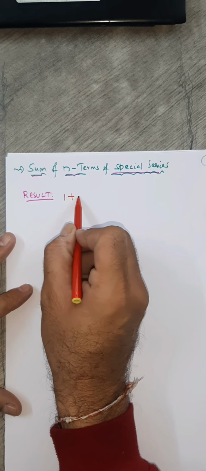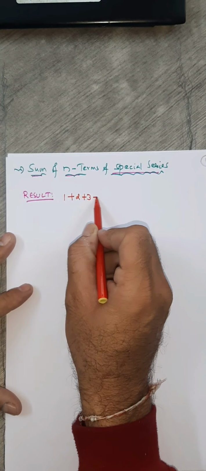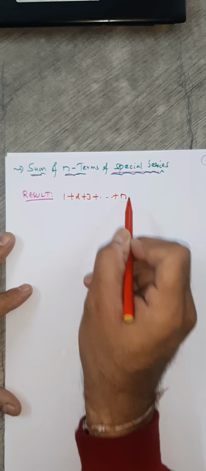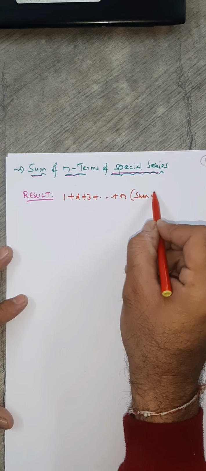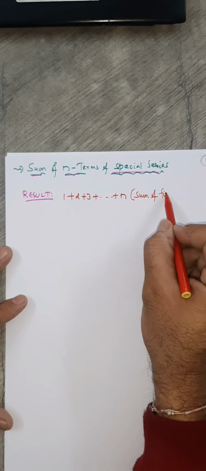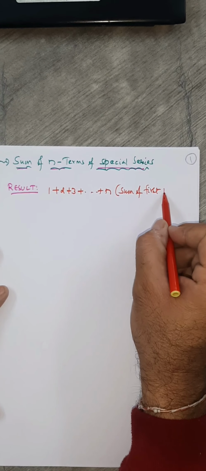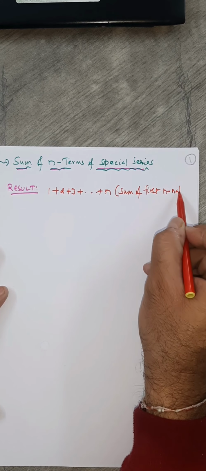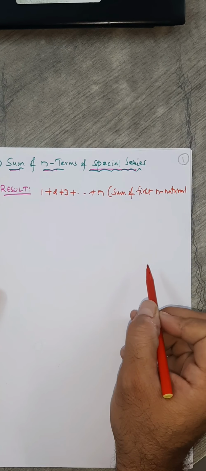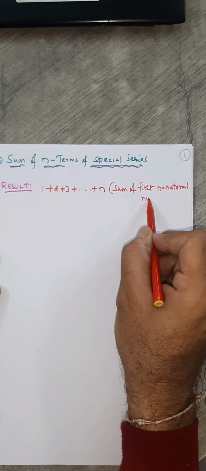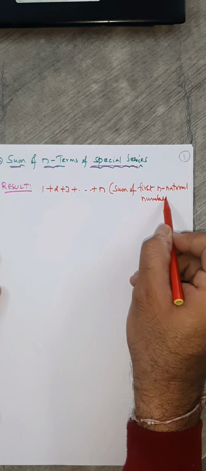That is 1 plus 2 plus 3 up to n. This is a series which is nothing but the sum of the first n natural numbers. How many? N natural numbers. Summation of the first n natural numbers.